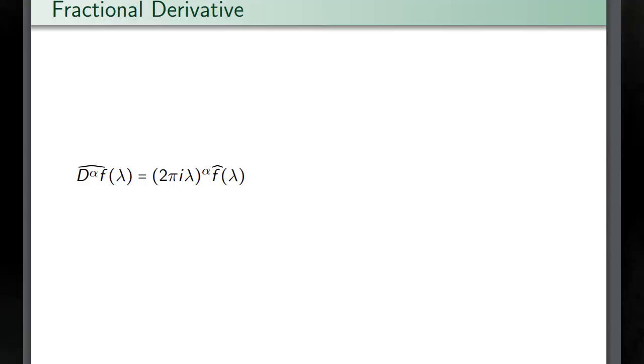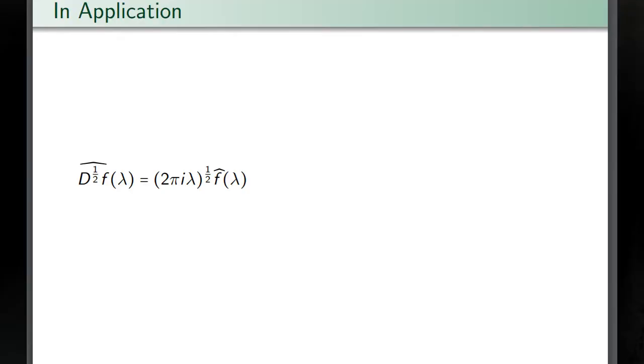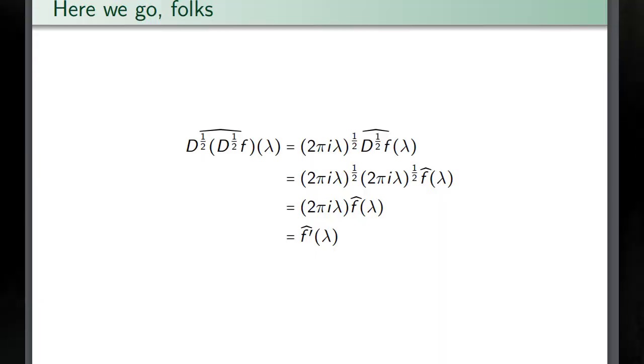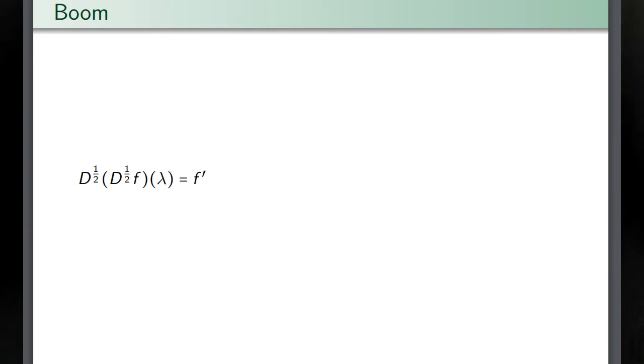Hell yeah, I do. Now we have the motivation for fractional derivatives. If you take the Fourier transform of the fractional derivative, in application, we want the half derivative of the half derivative to equal the first derivative. So what is? Start by taking the big hat. Fourier transforms are one-to-one, so we can remove the hat. Indeed, the half derivative of the half derivative is equal to the first derivative.